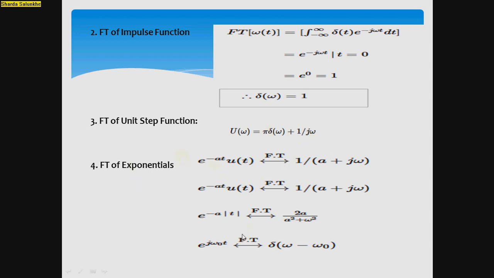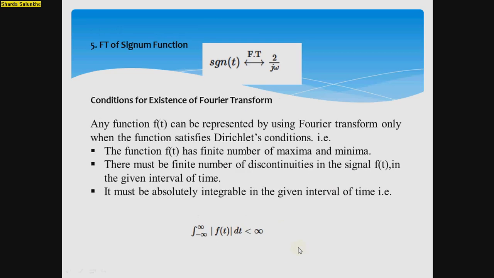Exponential: as per the exponential signal, that is exponentially increasing or decreasing, e raised to minus a t, you will get this kind of Fourier transform. Minus e raised to minus a t, so the Fourier transform is 1 by a plus j omega. e raised to minus a t u of t, so the signal is 1 by a plus j omega. e raised to minus a modulus of t, so 2a by a square plus omega square. e raised to j omega 0 t, its Fourier transform becomes 2 pi delta of omega minus omega 0. Signum function, so its Fourier transform becomes 2 by j omega.